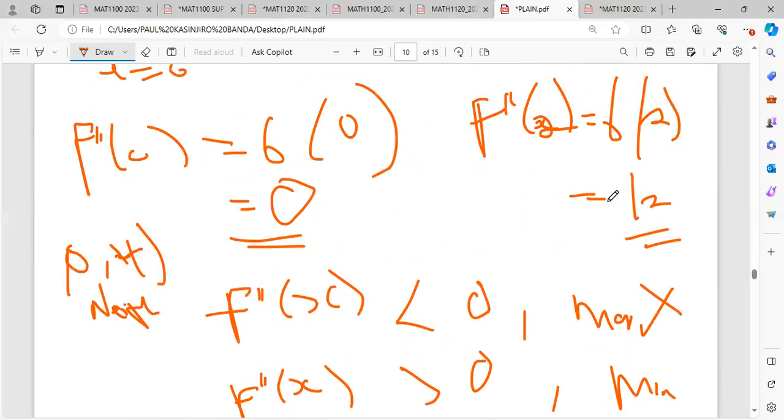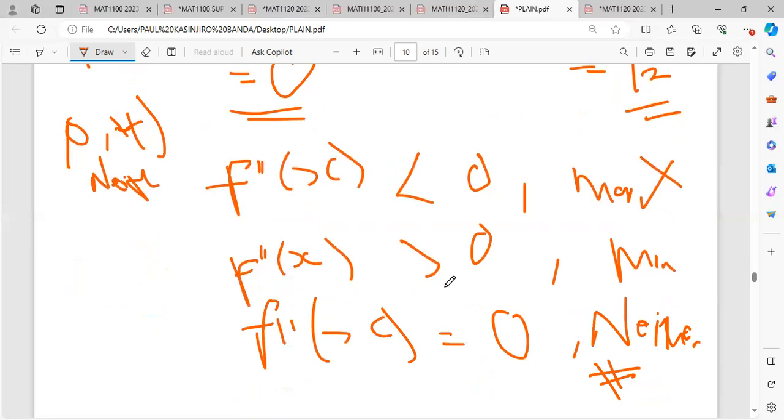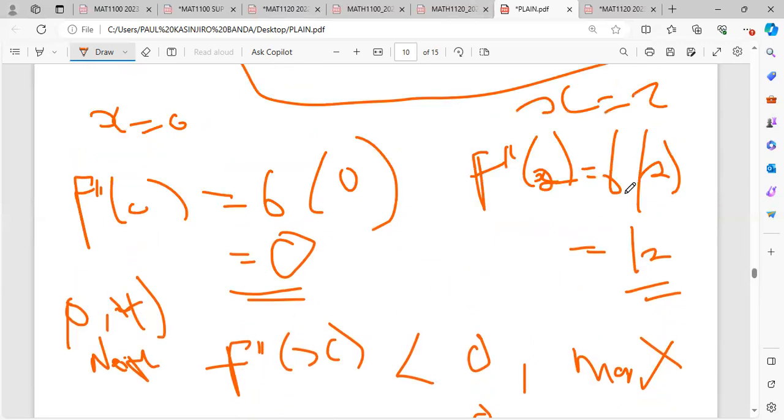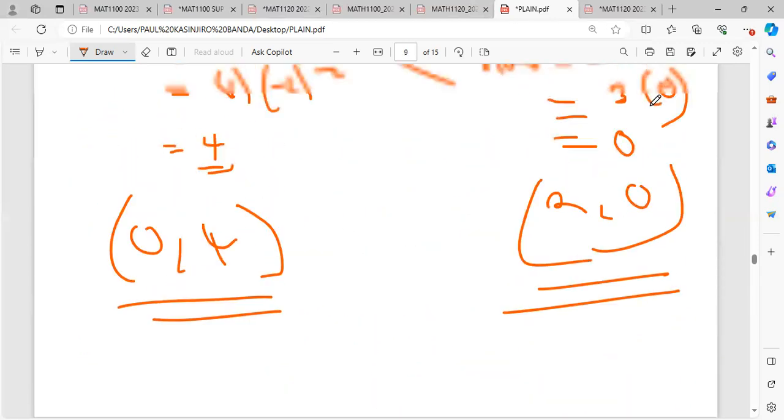At this point on this side, you can see that it is 6 multiplied by 2, which is 12. And then 12 is greater than 0, meaning at this point where x is 2, we can see that it's a minimum.